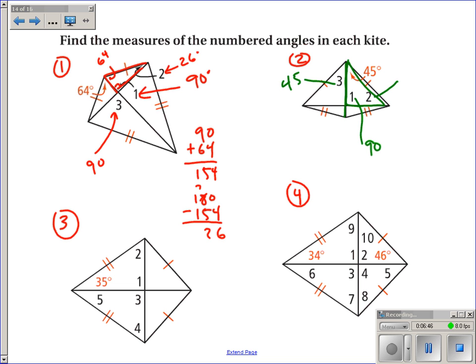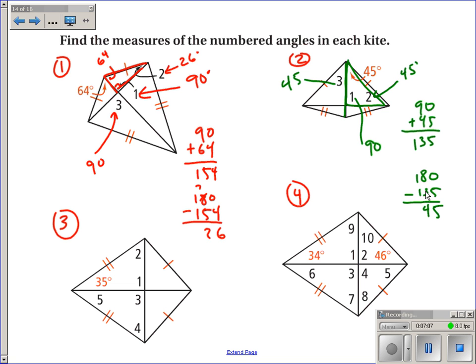Okay, so we'll add 90 plus 45, and I get 135. And I subtract 135 from 180, and I get 45. Okay, so angle 2 is 45 degrees. Okay, I'll skip 3 because it's very similar to numbers 1 and 2. Let's jump down to 4.